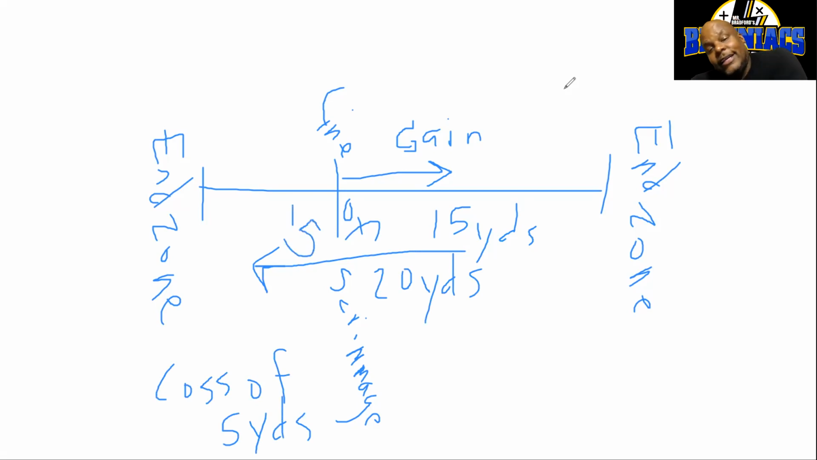Now, the reality is it's really negative 20 yards because that's the total yards they lost. But in this case, the line of scrimmage represents 0. So anything left of 0 is negative. So the only thing left of 0 is this 5 yards. That's another way to look at it.